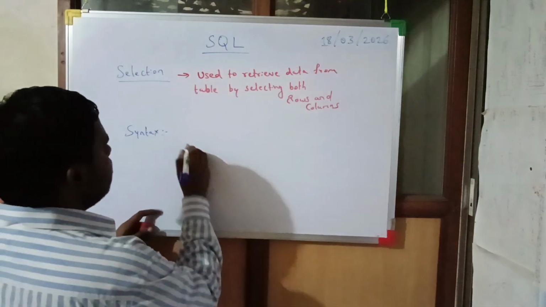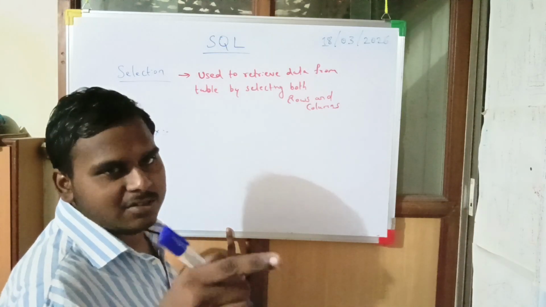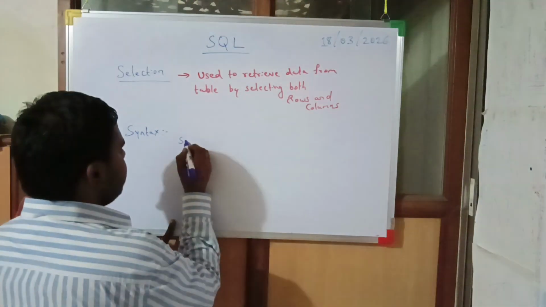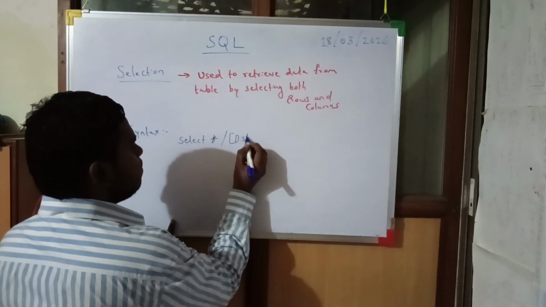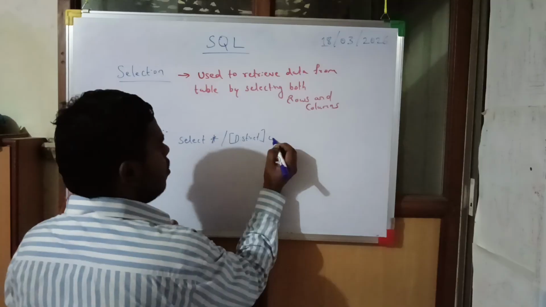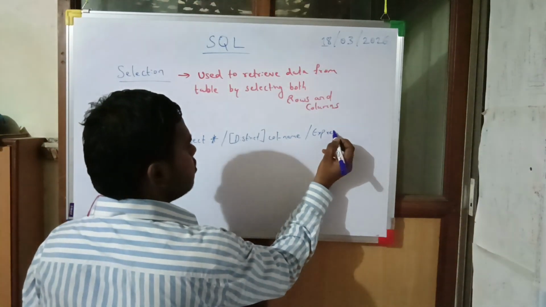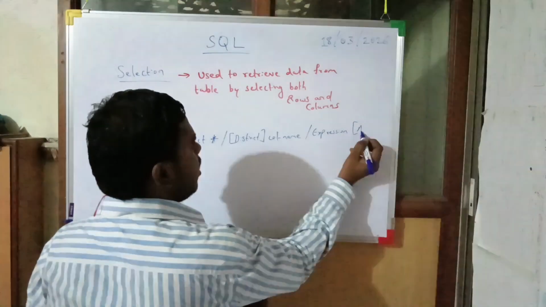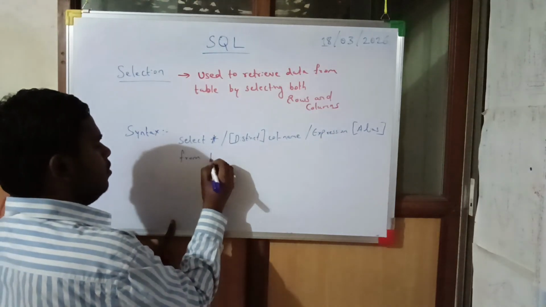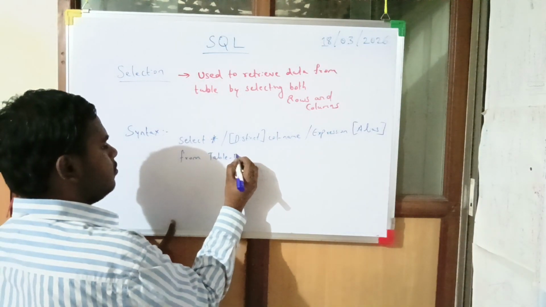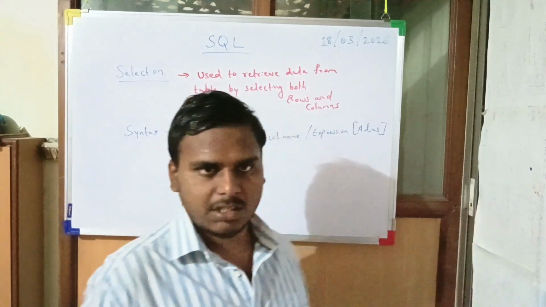So what was the syntax of projection? Pause the video, try to recall it, and match it first. SELECT asterisk or DISTINCT, column name or expression, alias. The square bracket means optional. Then FROM table name. This was the syntax of projection.